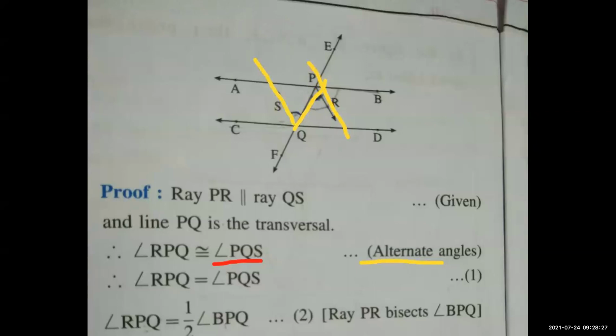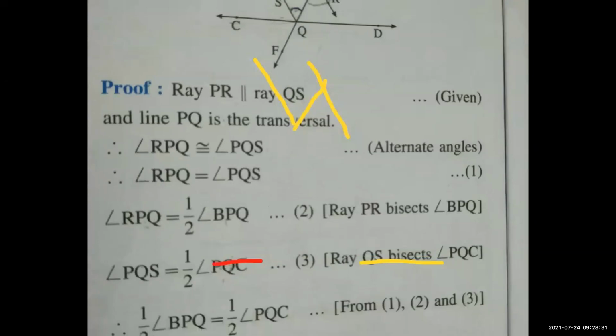This one. Then as those are congruent to each other, we know the property that one of the pair of alternate angles, those are congruent to each other, so their measurement is also equal. So here angle RPQ is equal to angle PQS. Okay, that is given, equation 1.